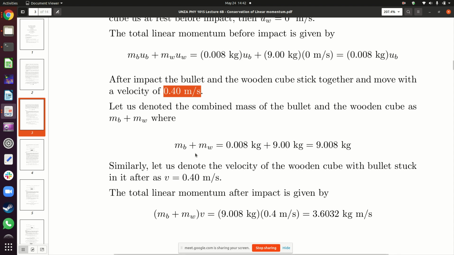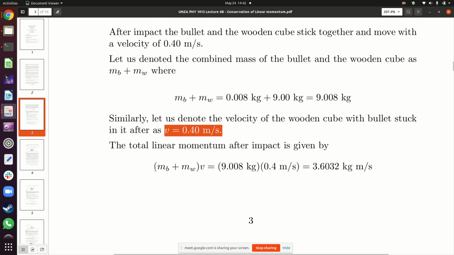So in this case, we can find out the total mass, since the bullet gets stuck in the wood. So the mass of the bullet plus the mass of the wood: this is going to be 0.08 kgs plus 9 kgs, which gives us the total mass of the whole arrangement, since the bullet gets stuck in the wood. And this bullet and wood combination moves, after impact, with this velocity.